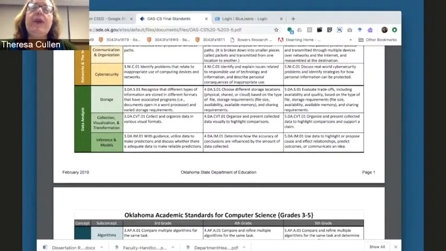A lot of times we waste our time and maybe even get frustrated with how students didn't know where it was saved, they couldn't find it, they didn't have a folder. Learning how to manage data and organize data, like for example here, the 4th grade standard: choose different storage locations, physical, shared, or cloud based, on the type of file, storage requirements available, and share requirements. So even in your lesson, having students think about how they're uploading things, how they're sharing to a shared drive, how they're collaborating with files could be meeting a computer science standard.